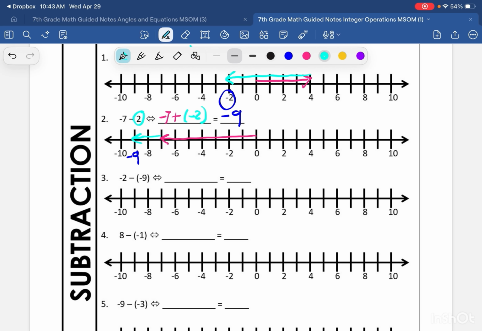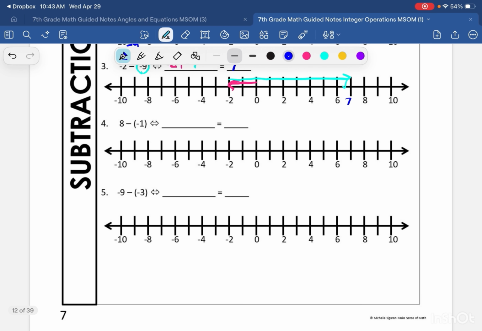-2 minus a -9. I have -2. Change the subtract to addition, and we're doing the additive inverse or opposite of this number. So the additive inverse of -9 is 9. And again, I don't need to put parentheses here because I only have one symbol between them. -2 plus 9. So I have -2, and I'm joining that with 9. 1, 2, 3, 4, 5, 6, 7, 8, 9. And I land on 7.